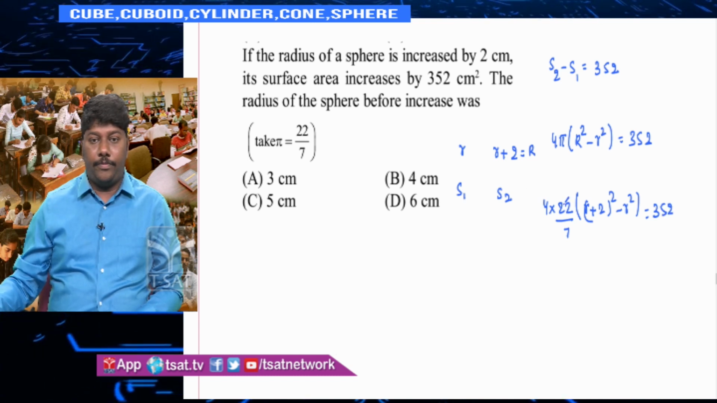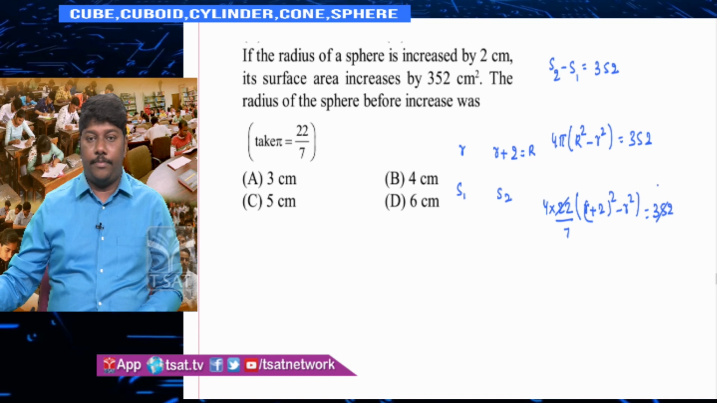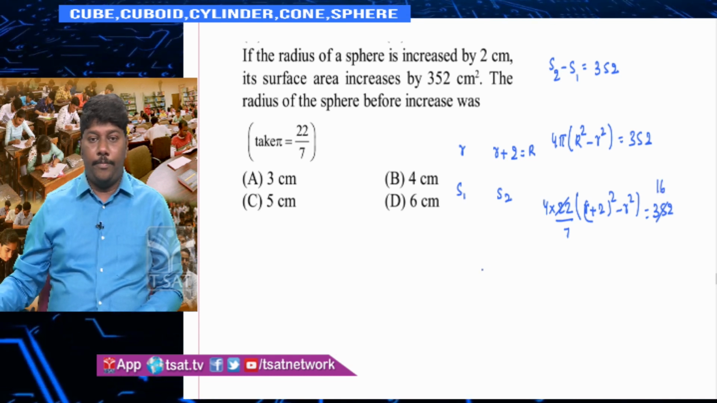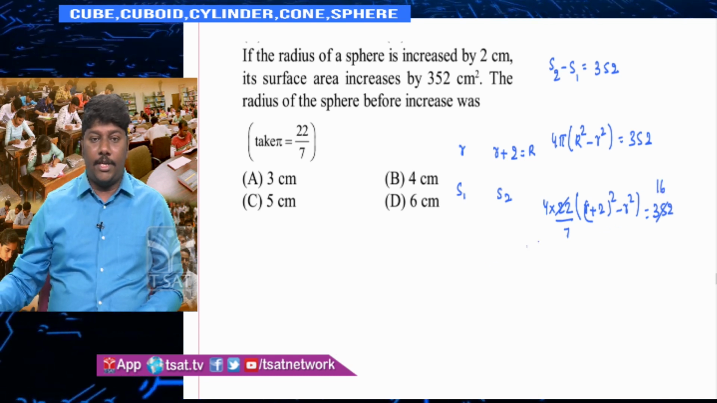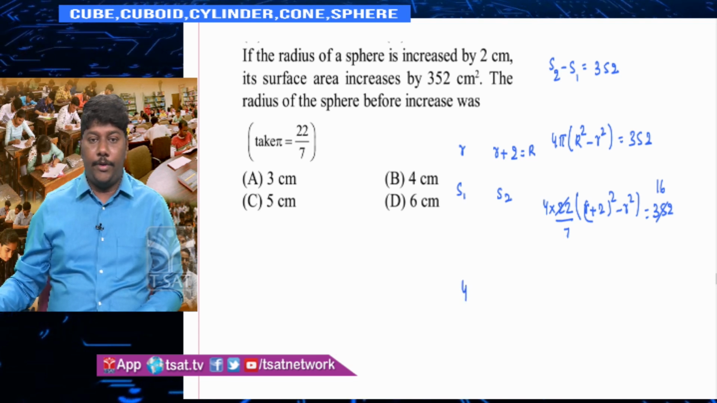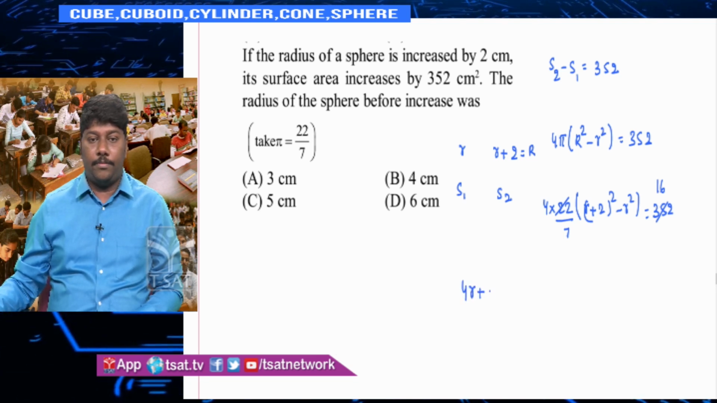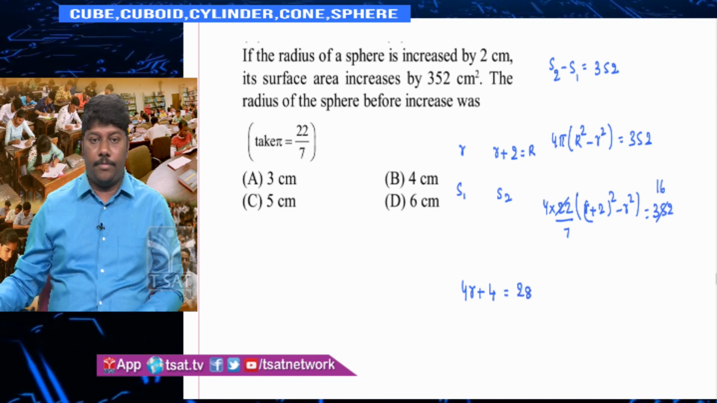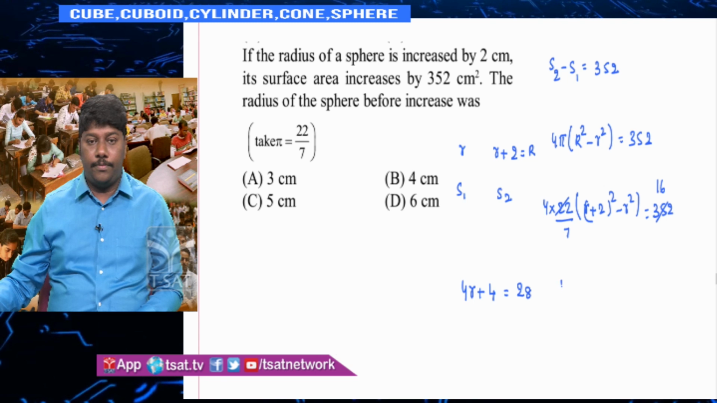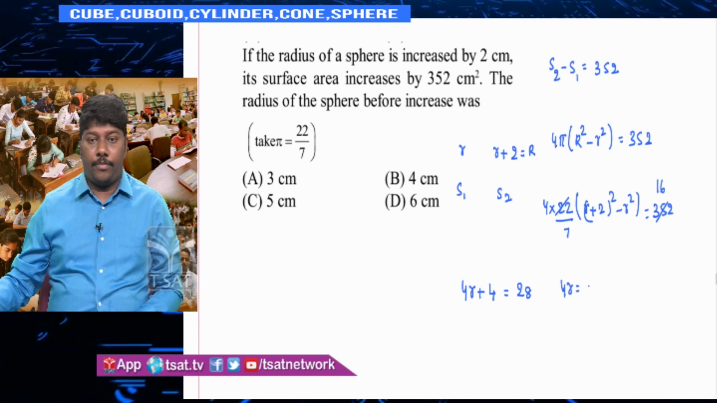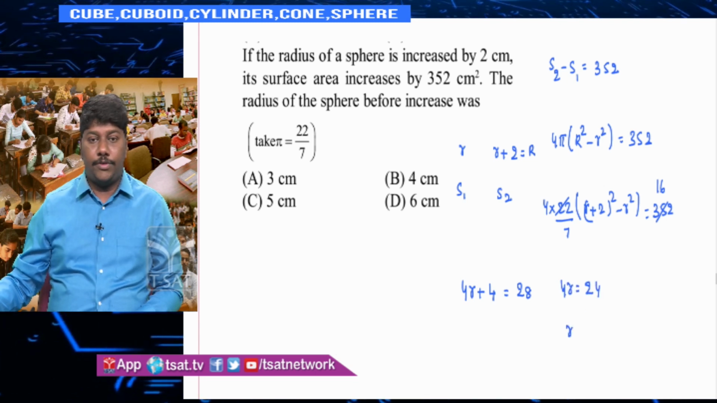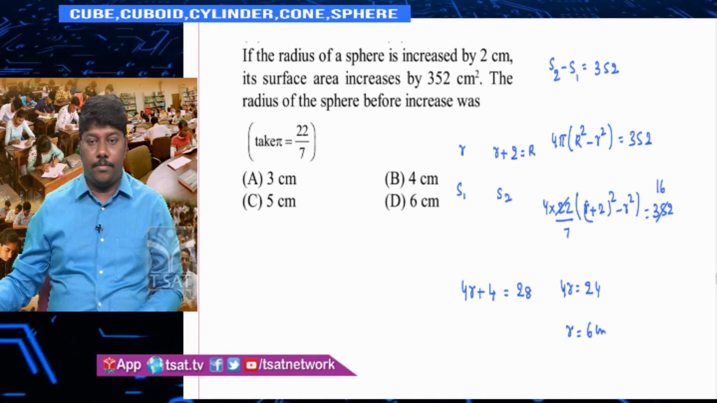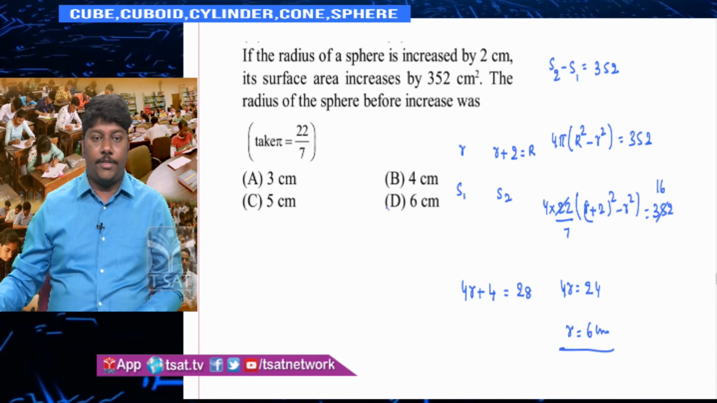Therefore r plus 2 whole square minus r square gives you, r square cancels, therefore you get 4r plus 4 is equal to 28. 4r is equal to 24, r is equal to 6. Therefore, the radius is 6 centimeters.